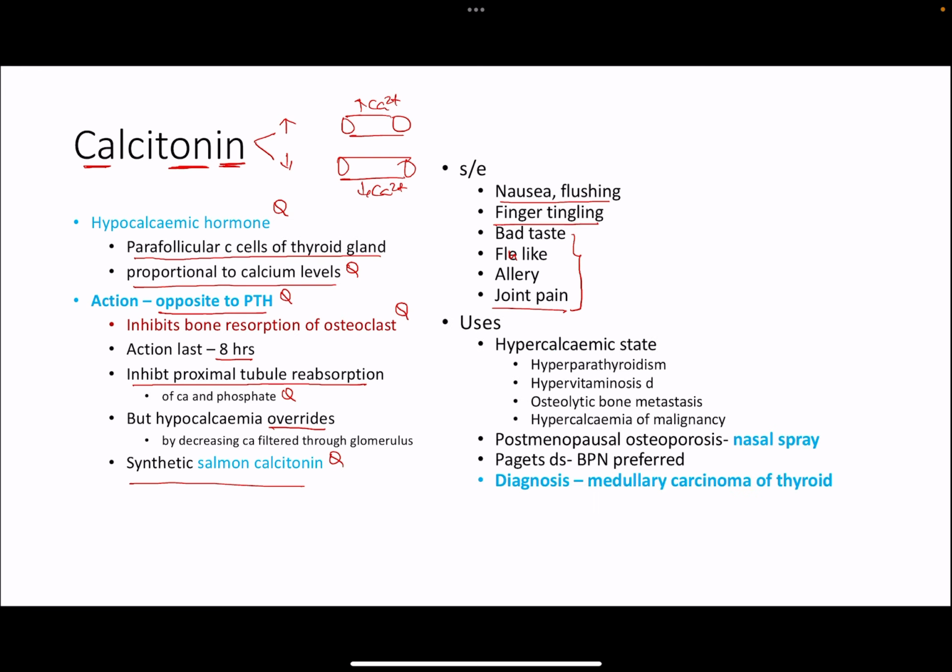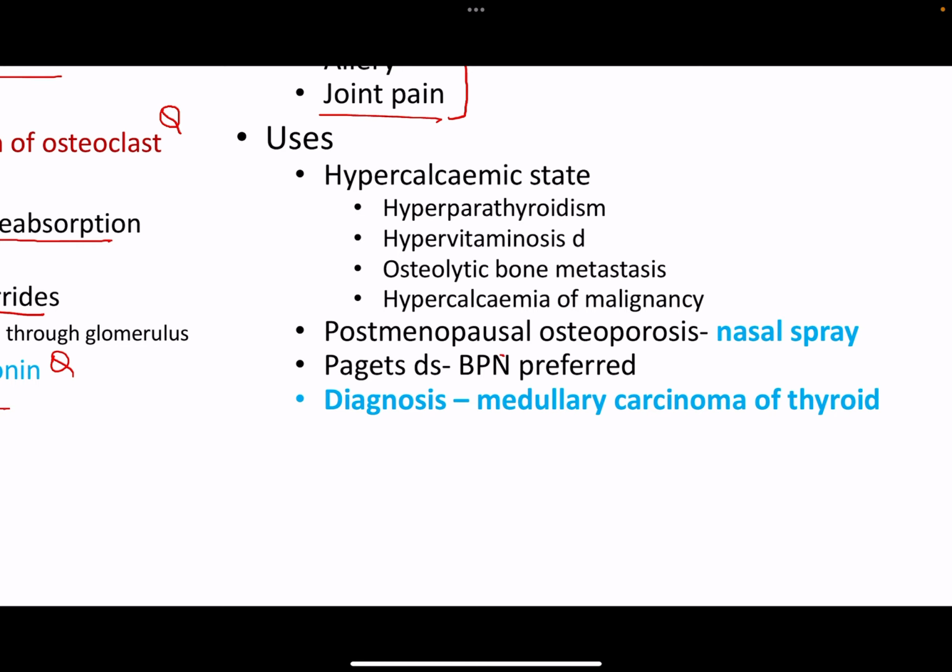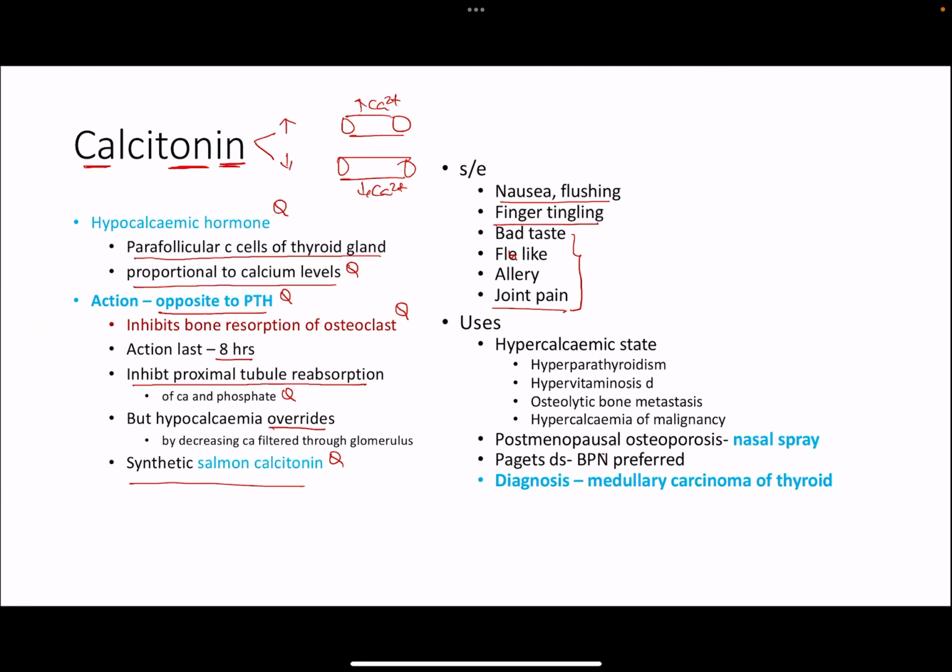So what are the uses? It can be used in hypercalcemic conditions. Since it is a hypocalcemic hormone, it will decrease the calcium levels in the body. So the conditions associated with an increase in calcium are the conditions where you can use calcitonin. Those are hyperparathyroidism, hypervitaminosis D, osteolytic bone metastasis, as well as hypercalcemia of malignancy. In all these conditions, there will be an increase in calcium.